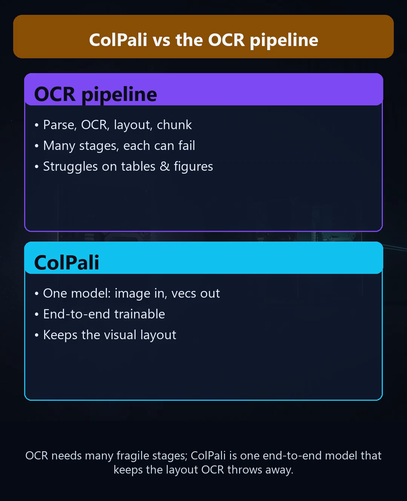Compare the two pipelines. The OCR route needs parsing, text extraction, layout analysis, and chunking, many parts, each a failure point, and it struggles on visual content. ColPali is a single model, image in, embeddings out, end-to-end trainable. It is far simpler and faster to index, and because it keeps the visual layout, it shines on the documents OCR handles worst: dense tables, figures, and infographics.